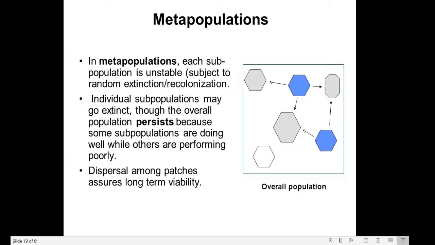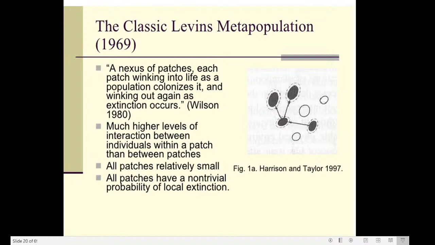Another concept here is dispersal. In dispersal, the dispersal among the patches assures long term viability. It makes a long term viability. The metapopulation was first explained by the classic Levins. Levins explained the concept. Their paper title is this, about their patches and colonies.